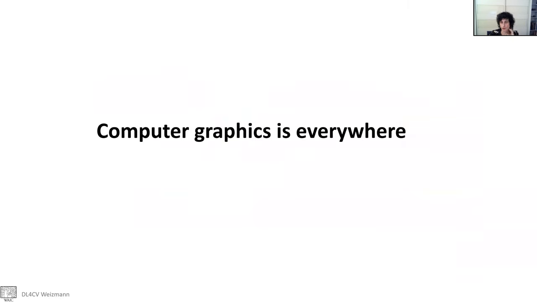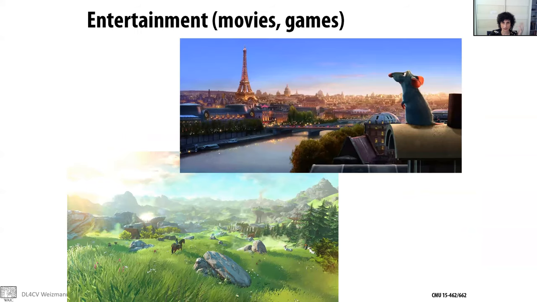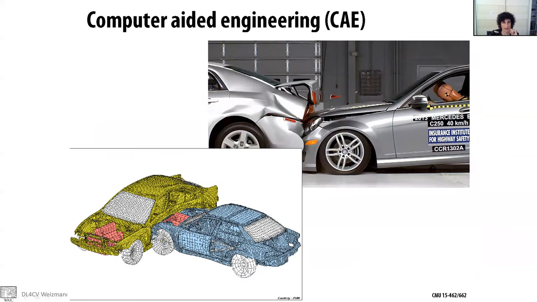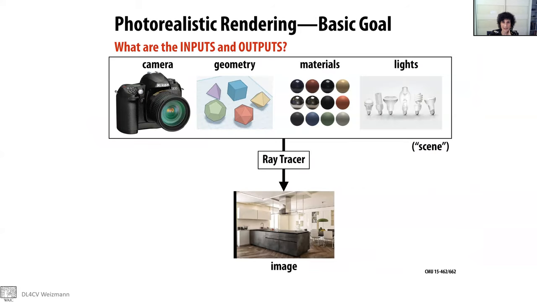Welcome. So let's move on. You can see all of the movie offline, very nice movie. So computer graphics is everywhere: entertainment, games, movies, industrial design, computer-aided engineering, architecture, and so on and so on. So let's now take each ingredient of this pipeline and talk about it and understand what everything means and how we render a photorealistic image. So let's start with the camera.